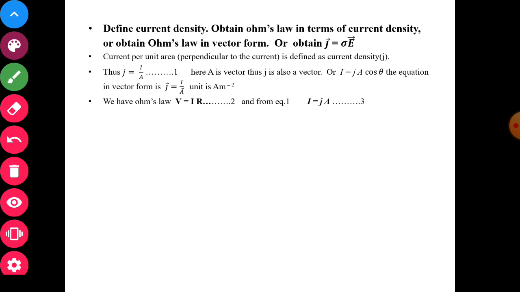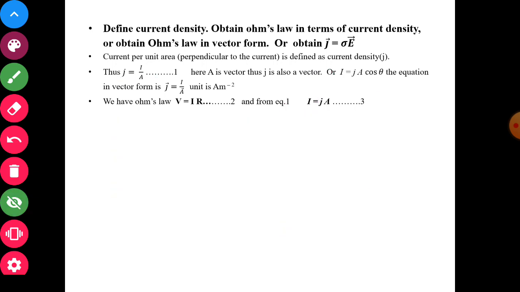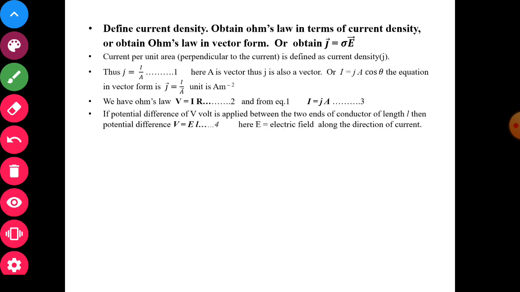Try to understand the first formula, first equation. You just have to list them out. First formula is J is equal to I upon A. Then we know that V is equal to IR, that is Ohm's law. Now from equation 1 you can write I is equal to JA, since J is equal to I upon A. So you can write I is equal to J into A.